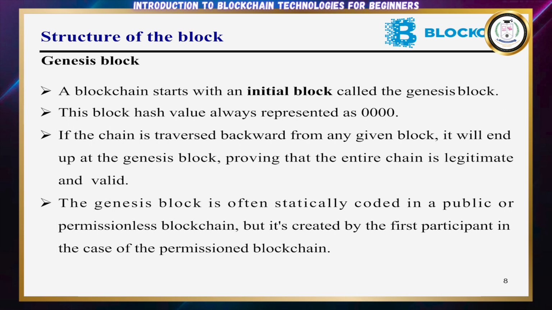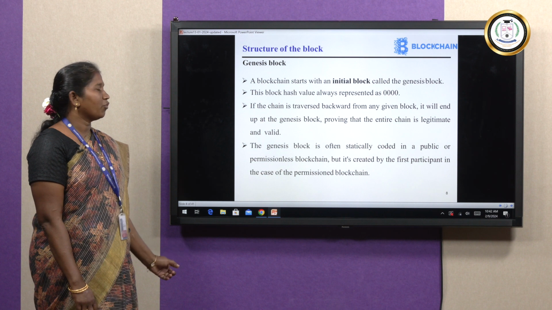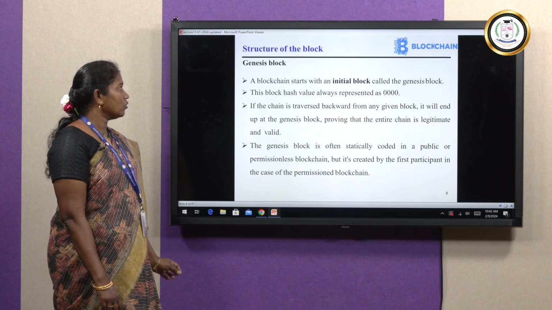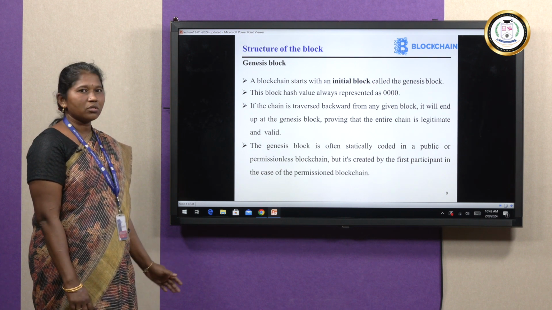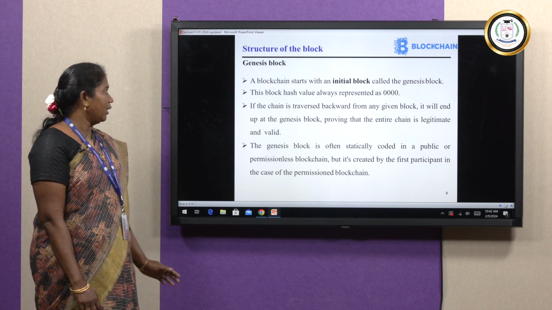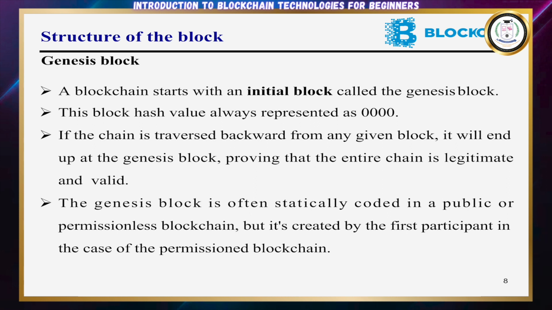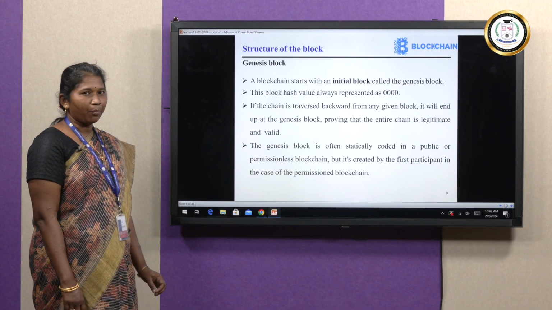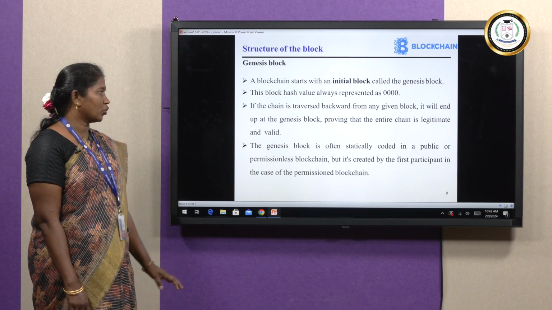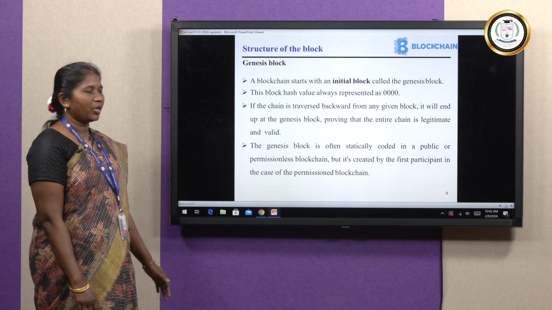So this is the initial block, the genesis block. Here it is always represented as 0, which represents that this is the starting position of your blockchain. So in this chain, the backward traversal process given in the block will end up at the genesis block, proving that the entire chain is legitimate and valid. This genesis block is statically coded, and it should be public, and in a permissionless blockchain it may be created by the participants.